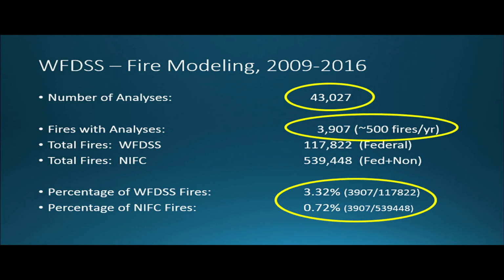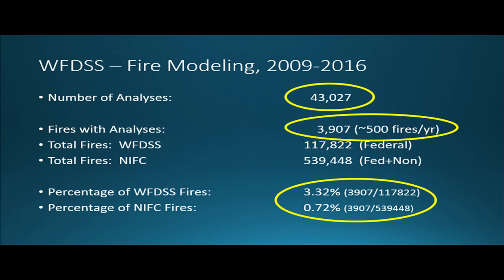The advantage of having a system like this is we can compile statistics on usage. The number of analyses in the 8 years of operation has been 43,000 analyses for about 4,000 total fires. That's about 500 per year. Given the total number of fires in WFDSS, what that means is only about 3% of the fires on federal lands get any kind of analysis. It's not coincidence that those 3% are the same 3% that burn 95% of the acres, okay? Because we put out all the rest.